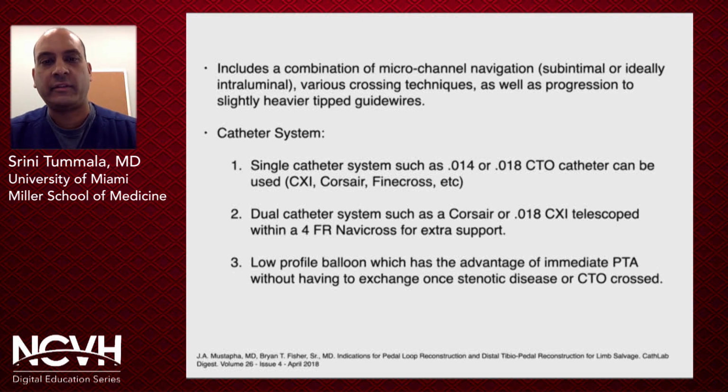You can tackle CTOs below the ankle with a single catheter system, such as an 014 or 018 CTO catheter, like a CXI, a Corsair, a Fine Cross. You can have a dual catheter system where you have a Corsair or maybe a 018 or 014 CXI telescoped within a 4 French Navicross to give you really extra support when you're trying to get through some of these chronic total occlusions. And finally, you can also use a low profile balloon as your catheter so that once you've crossed, you can really perform an immediate angioplasty without having to do several exchanges.